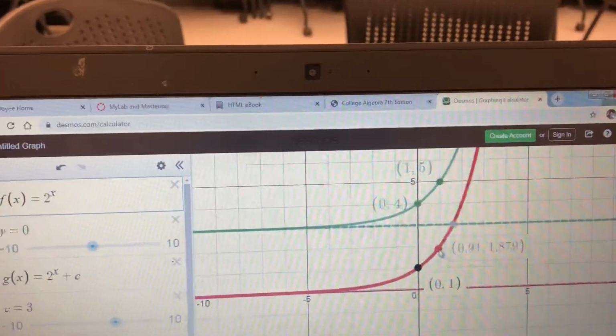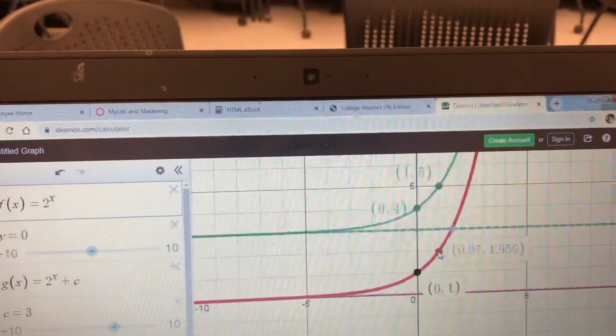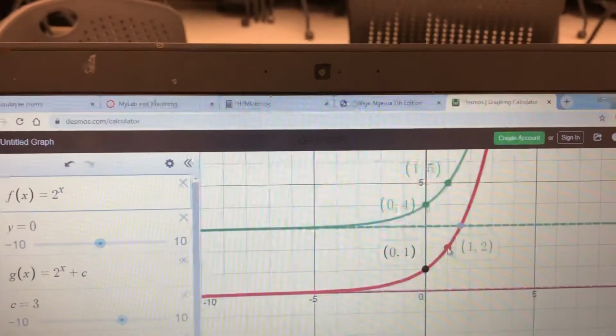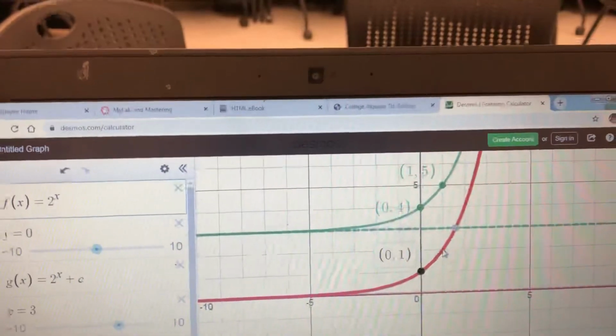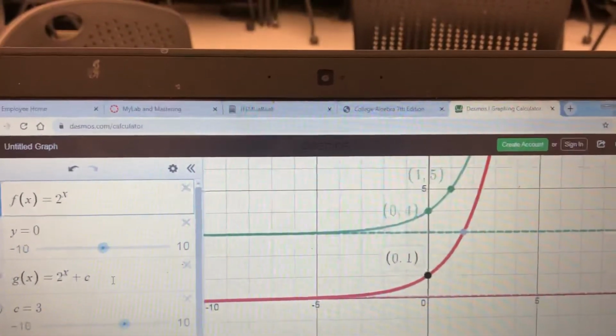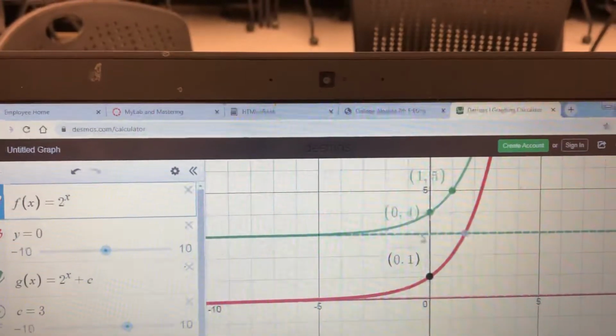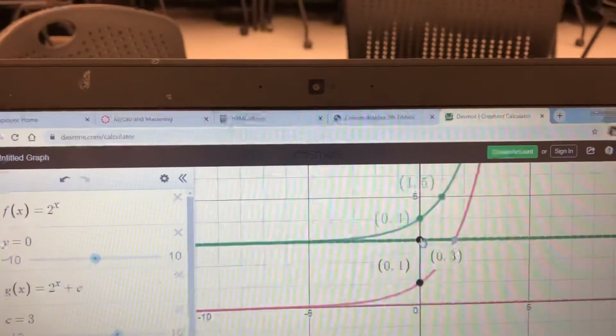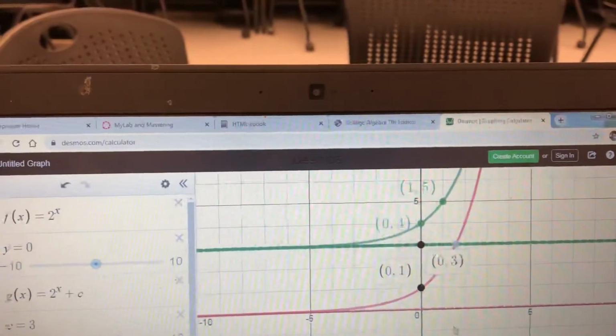2. The original point at 1 comma 2 moved up 3 to 1 comma 5. So all the points moved up 3 because of the plus 3 at the end, as did the asymptote, which is now at y equals 3, and not at y equals 0.